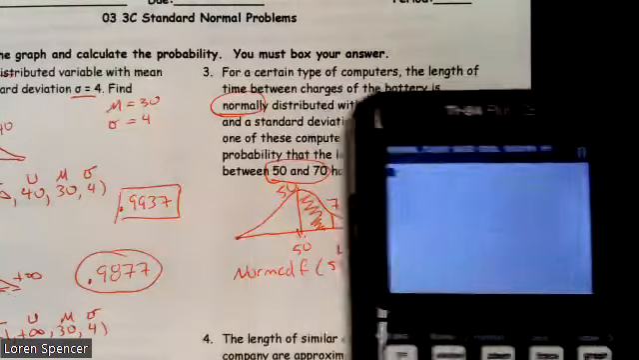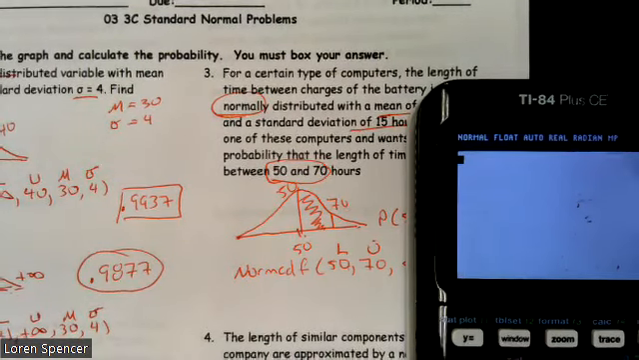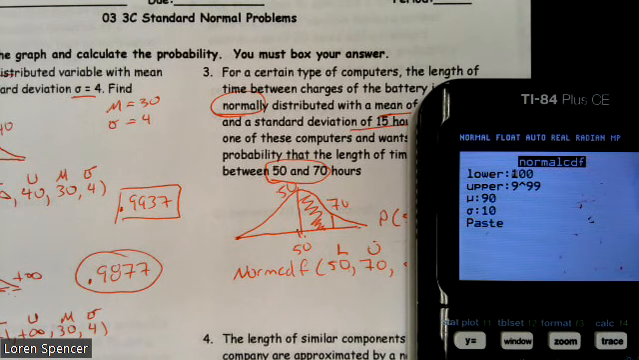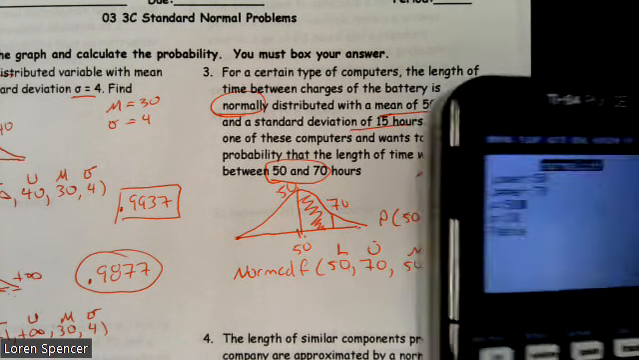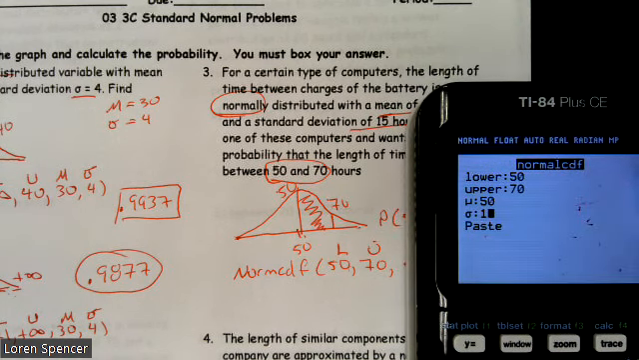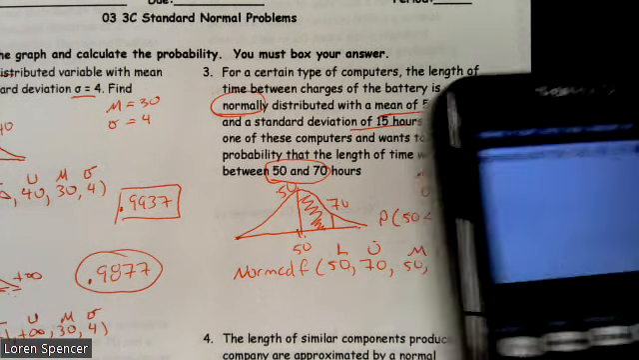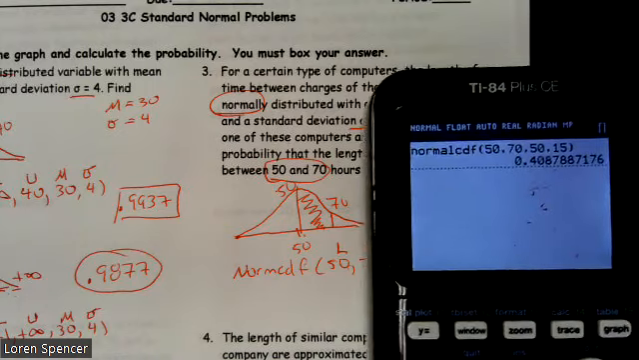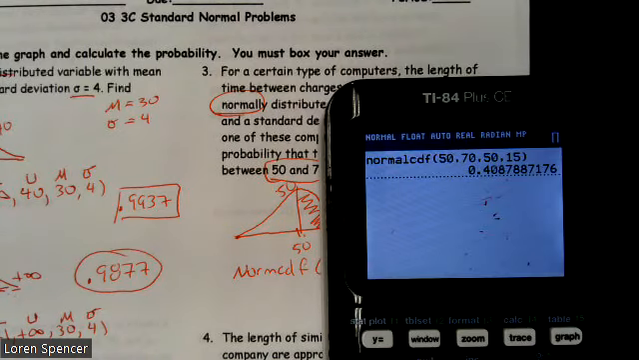So what does that look like? Second VARS, normal CDF, lower 50, upper 70. Mean was also 50, and our standard deviation was 15. And I end up with about 41%, 0.4087.